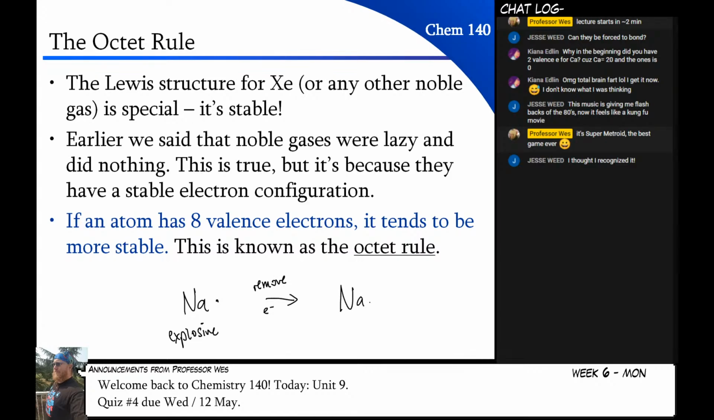But if you take away its electron, it now has an octet from the previous layer. And instead of being explosive, it's now just delicious. Totally safe to consume, sodium ion. Do not consume sodium metal. So there's a vast difference between the element form, which does not have an octet, which does not have 8 valence electrons, and the ionic form, which does have 8 valence electrons.